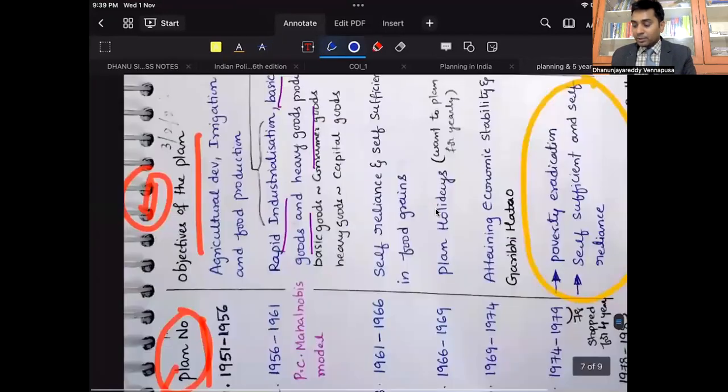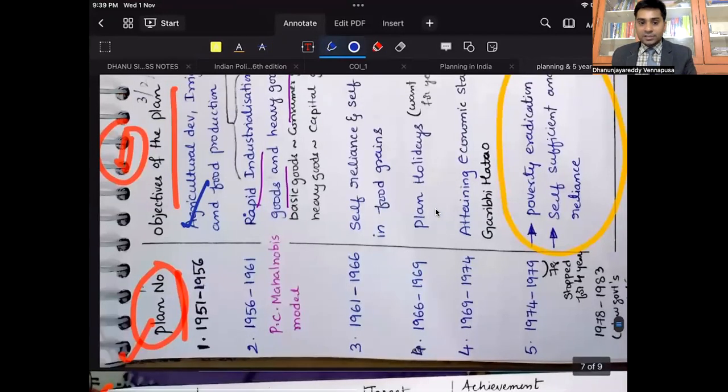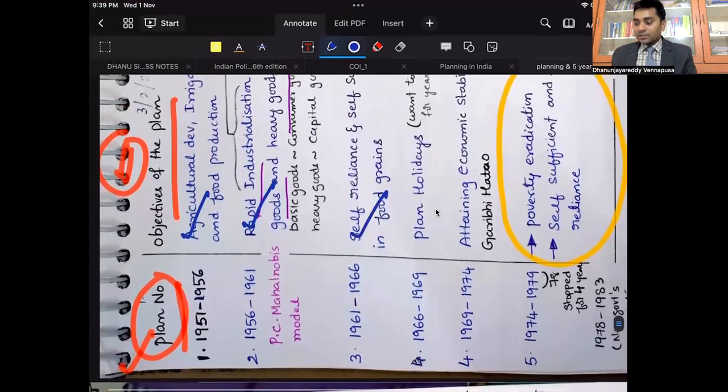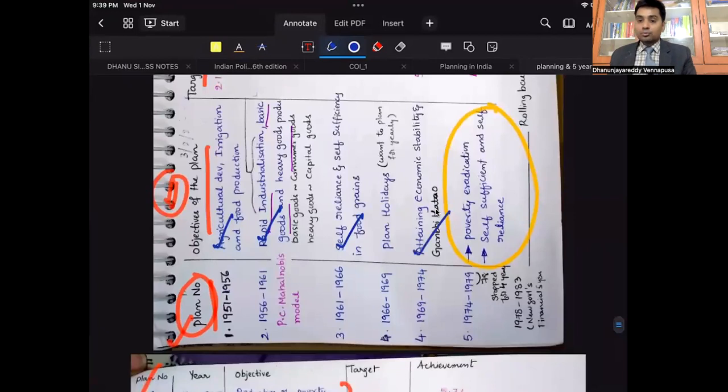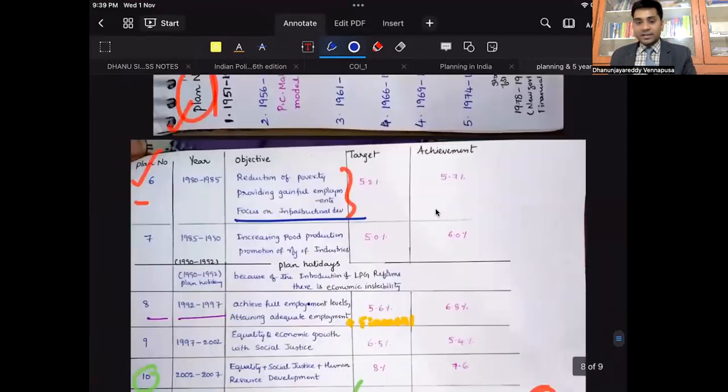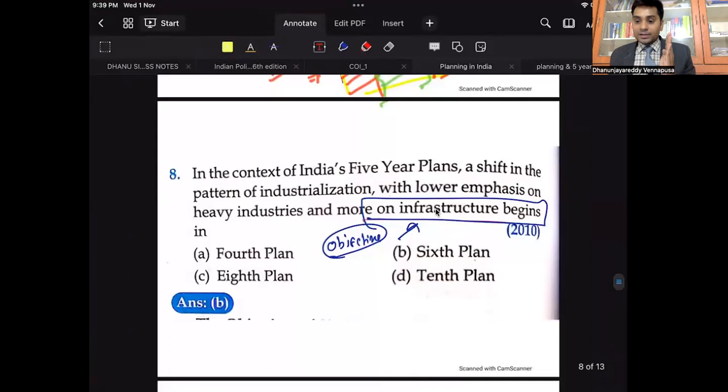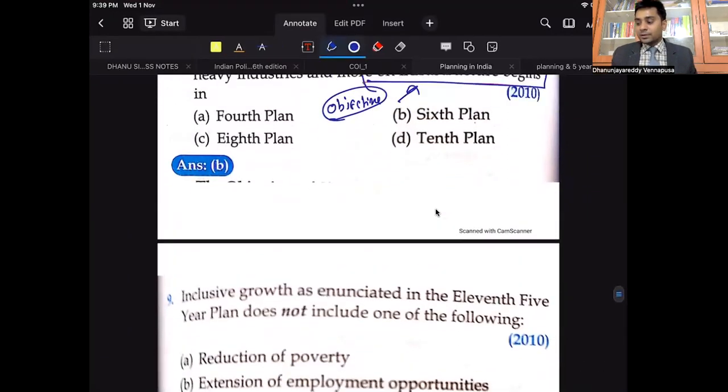Until that period of time, the first 5-year plan focused on agriculture, the second on industries, the third one again on the introduction of food grains, that is the so-called agriculture. The next one was attainment of economic stability through poverty elimination, and poverty elimination again in the 5th. In the 6th, they focused on infrastructure. Hence, a shift from industries, agriculture and poverty has been made to infrastructure, or infrastructure started coming into focus in the 6th 5-year plan. A very static bit that you have to remember.